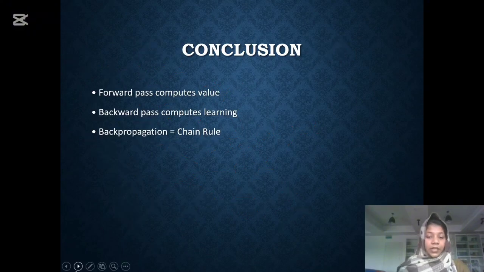In real deep learning models, the equations are more complex and include weights, biases, activation functions, and loss functions. However, the core logic remains the same. Backpropagation is simply a repeated application of the chain rule during the backward pass. To conclude, the forward pass computes the output, but the backward pass computes how the model learns.